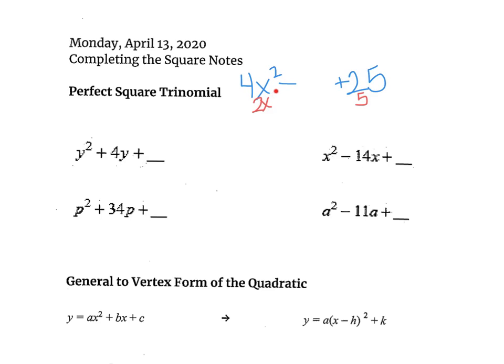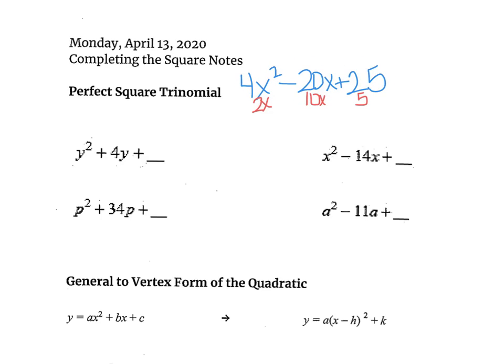Well, if you take 2x and 5 and multiply them, that gives us a 10x. A 10x, though, is not in the middle because we have to double it. We have to double it and make it 20x. See if I can squeeze that in there. That 4x squared minus 20x plus 25 is a perfect square trinomial.